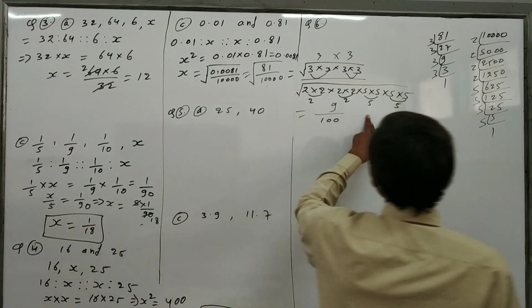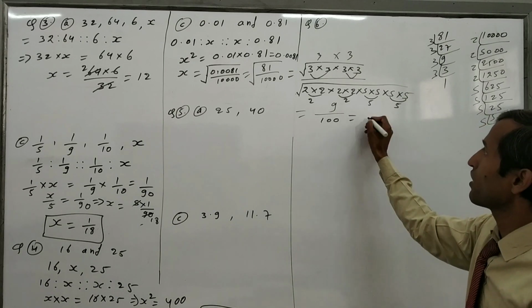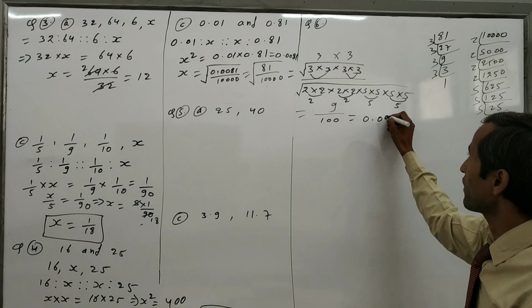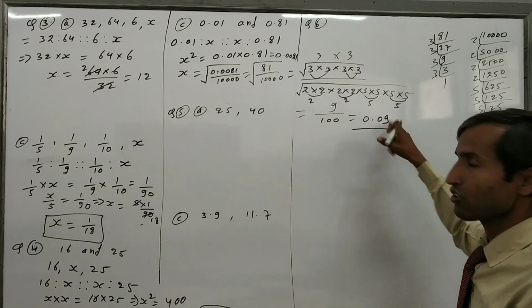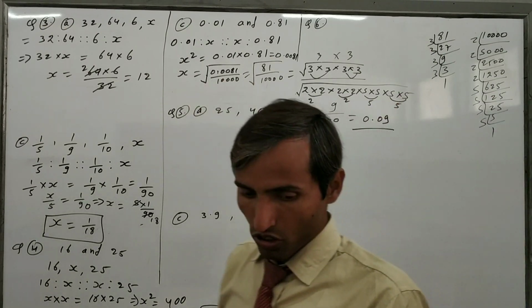So now we can convert it again into a decimal. It will come 0.09. Okay. So this is the final answer. Mean term is equal to 0.09. Like that we have to simplify.